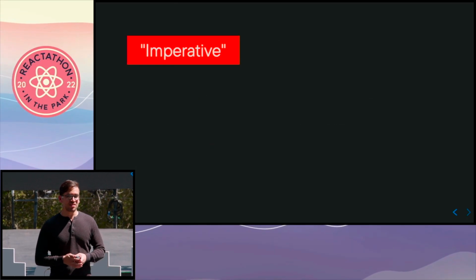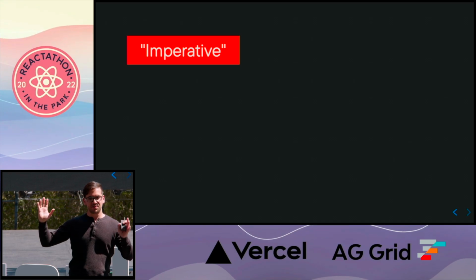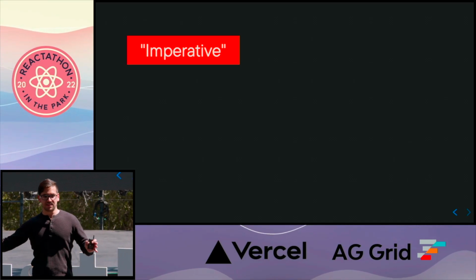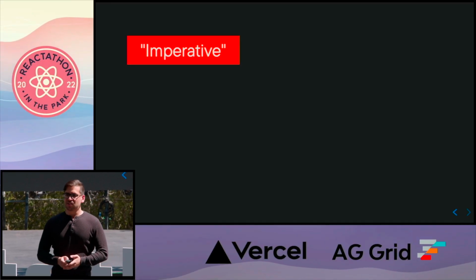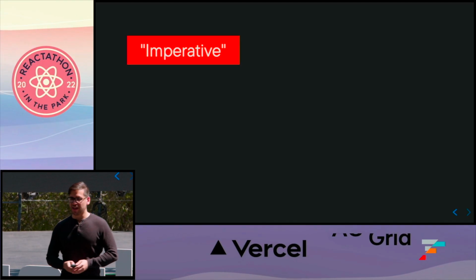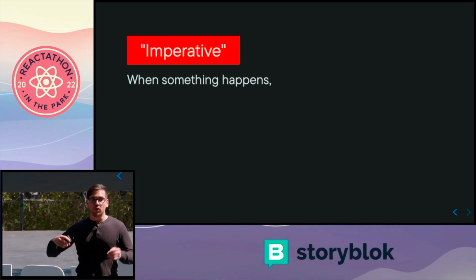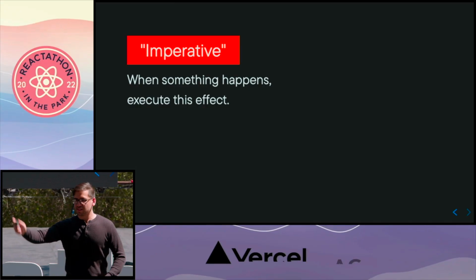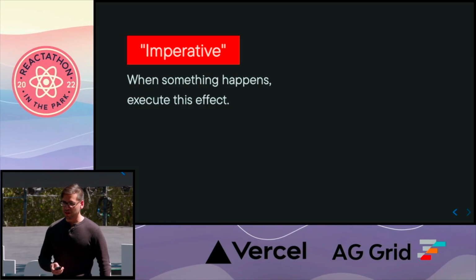So the reality is more that we have a big if statement in there, and we have a big dependency array, and it's just a little bit weird. And so one of the reasons for this, and one of the reasons why we tend to use useEffect, is because the imperative approach to doing effects is when something happens, execute this effect. It's like a do this. Like that's the definition of imperative.